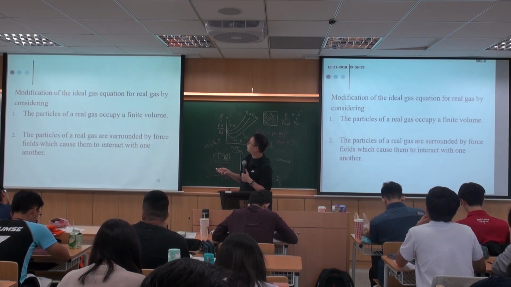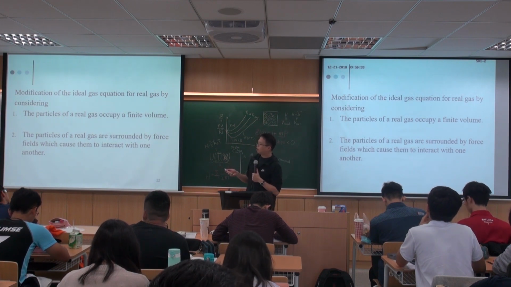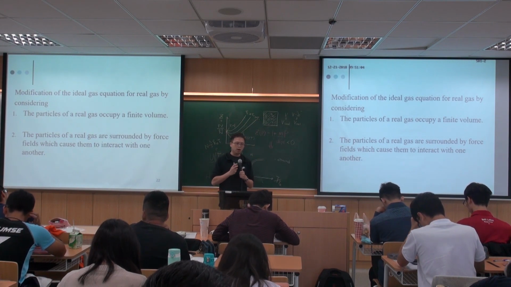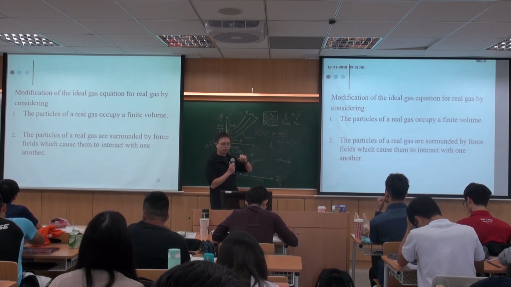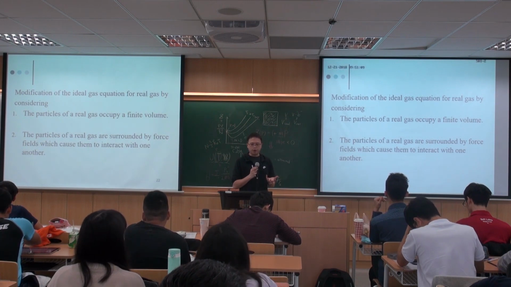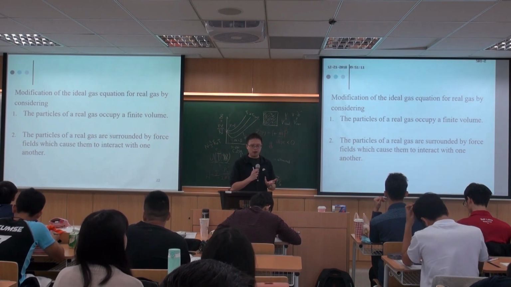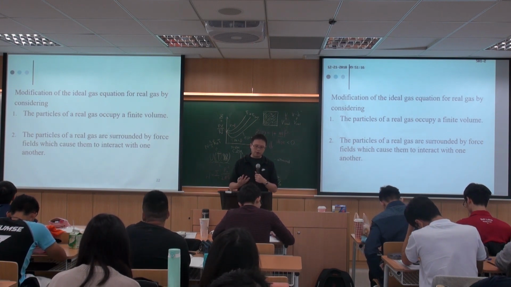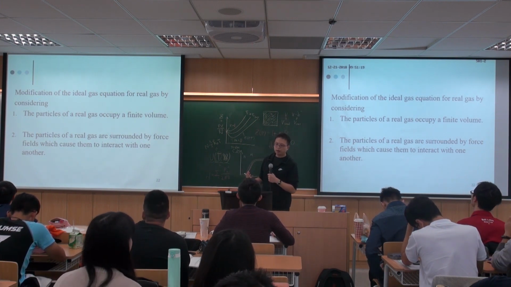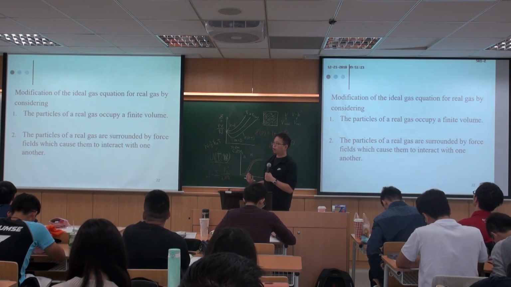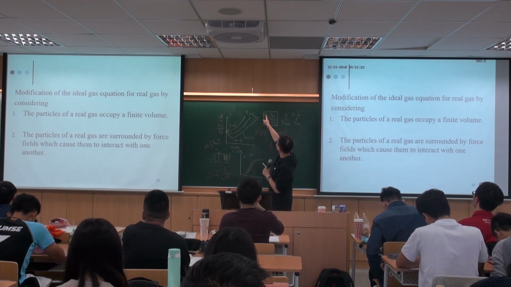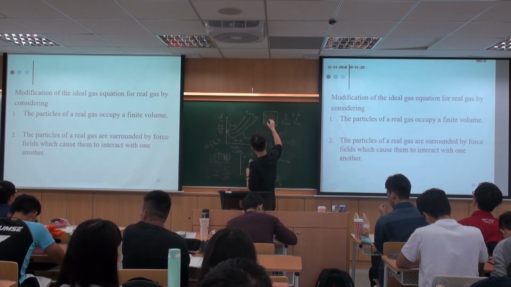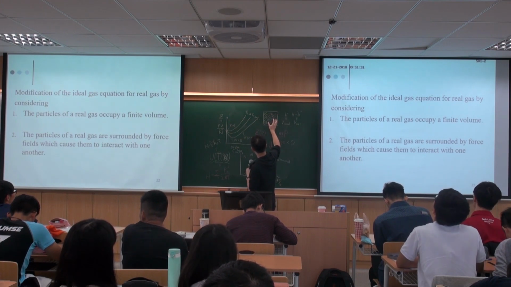Therefore, the modification of the ideal gas equation for real gas needs to include the finite volume of these gas molecules, like what we just mentioned earlier. So the particles of a real gas must occupy a finite volume. And the particles of a real gas are surrounded by force fields that are generated by other gas particles. For instance, these gas molecules must be feeling the force from other particles.